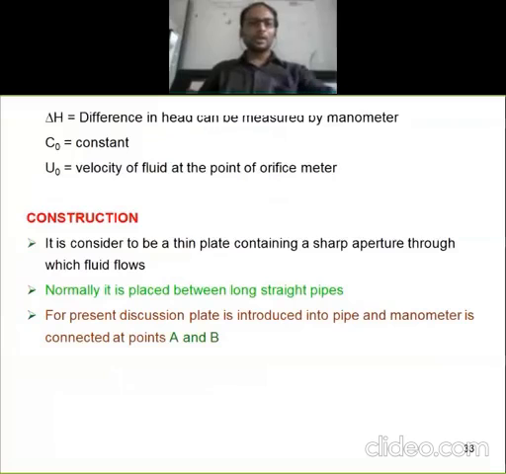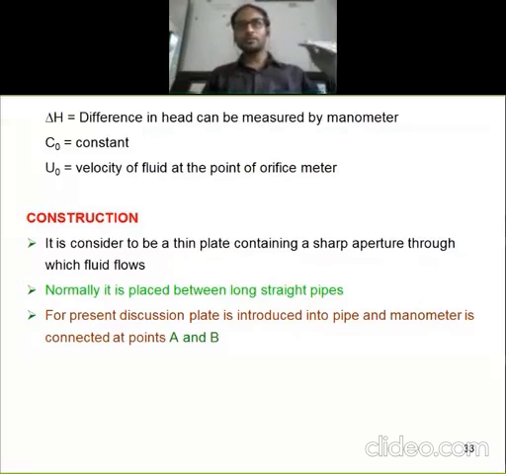Okay, so see, delta h is what? Simply the difference in head, which can be measured by the manometer, that is the pressure head. c0 is the constant, u0 is what? The velocity of the fluid at the point of the orifice meter, that is towards the upstream, that is towards point A, right?